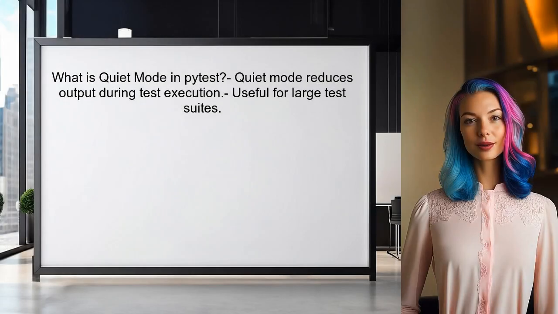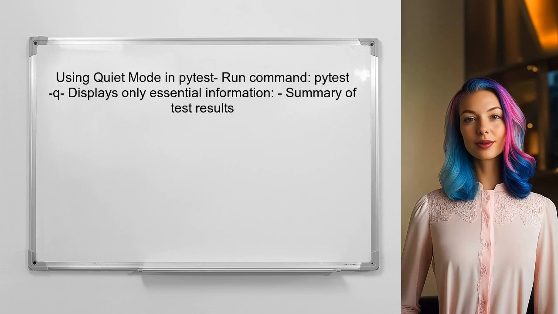To understand what quiet mode is in Pytest, the user should know that it reduces the amount of output displayed during test execution. This can be particularly useful when running a large number of tests. When the user runs Pytest with the quiet option, denoted by the flag -q, only essential information is shown. This includes the summary of test results, which helps in focusing on the overall outcome.